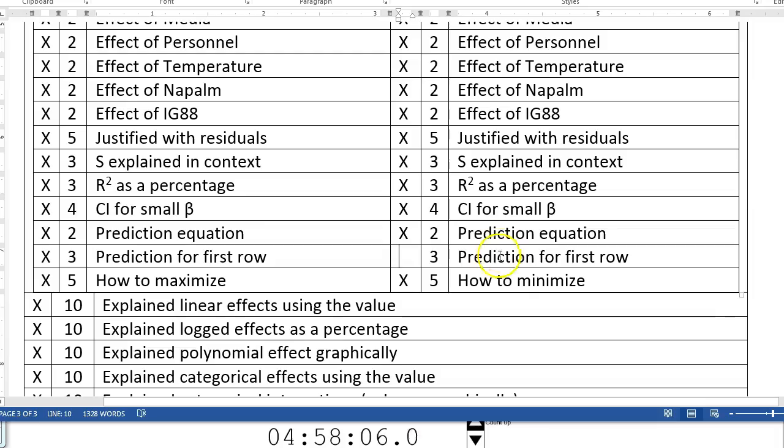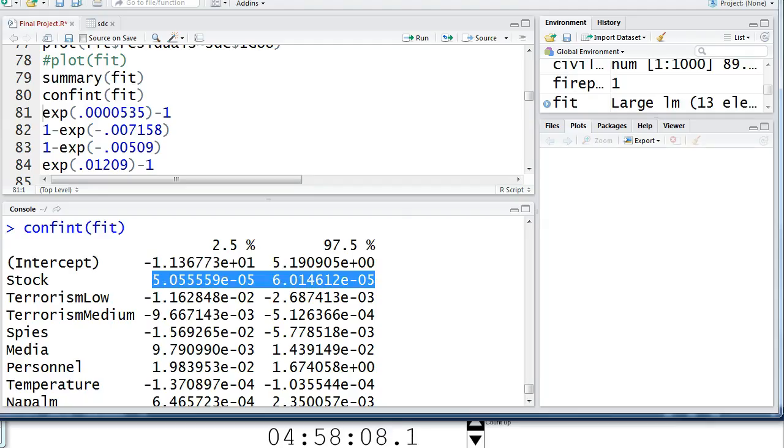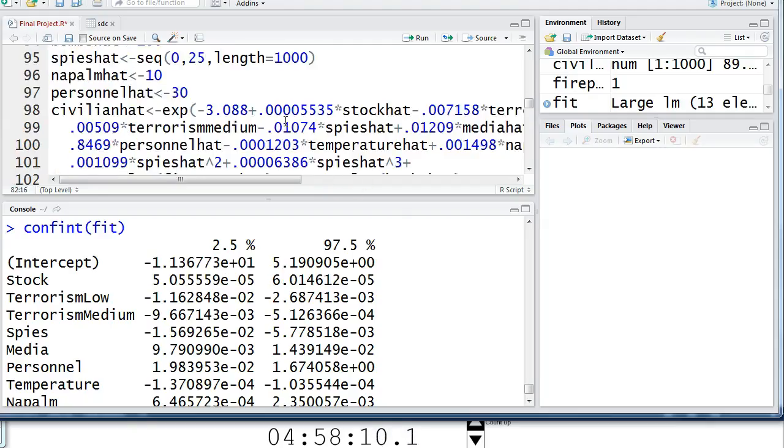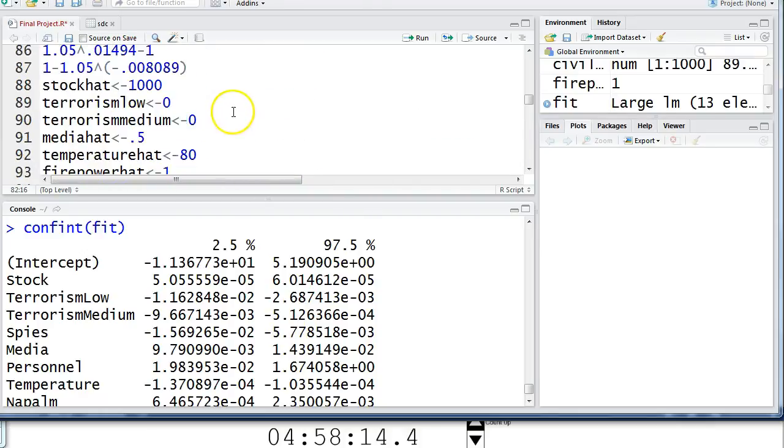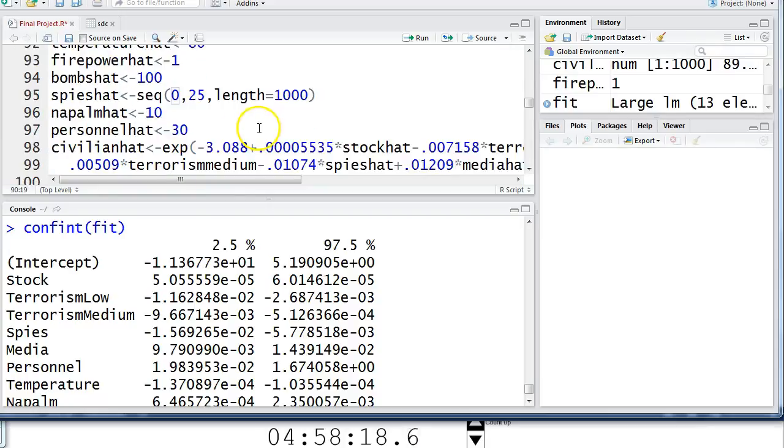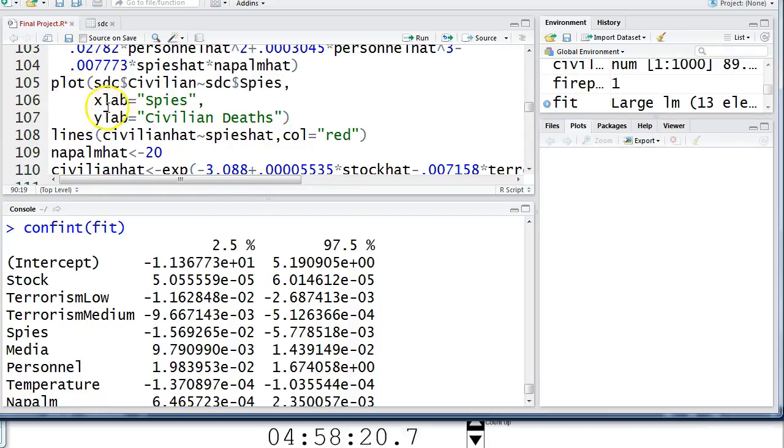What else am I missing? Oh yeah, let's not forget that prediction. Now there's a couple ways I could do a prediction. Here I have values and a prediction equation. So all I would really have to do is change all these values to match what it says for that first row, and then run this, and I should get my prediction.